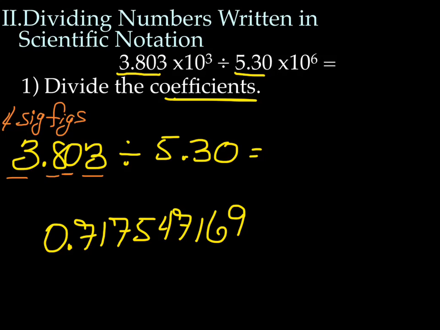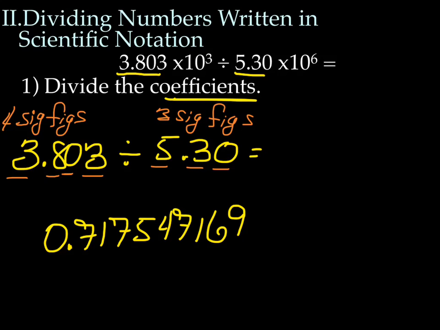How about the 5.30? The 5 and the 3 are both significant because they're non-zero digits. What about that 0? It's not between non-zero digits. However, it is after a decimal and there's a non-zero digit before it, which makes it significant. So 5.30 has 3 sig figs. So how many significant figures should our answer have? It should have 3 sig figs because it needs to be the same as the least number of sig figs.